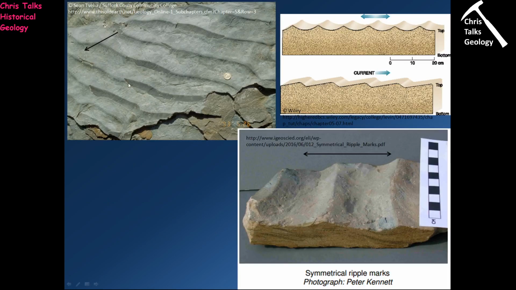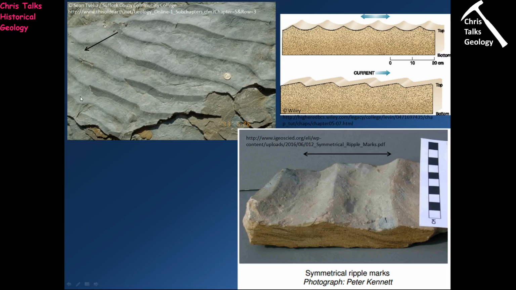So if I just jump to this slide here, these are going to be examples of current ripples. One side is long and low, and the other side is shorter but steeper. And so you can see the ripple itself is not symmetrical. One limb, long and low angle, the other limb, shorter and steeper. And we can see it here.